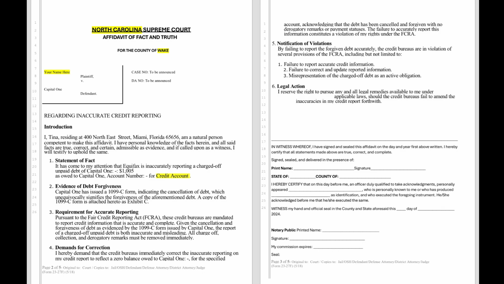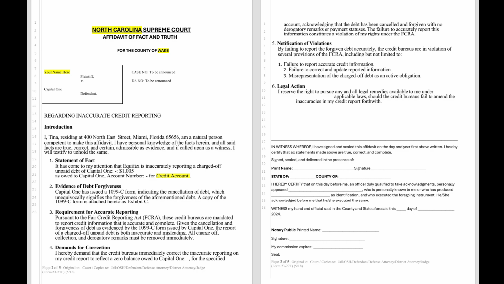So you have your state Supreme Court. So North Carolina Supreme Court affidavit of fact and truth for the county of Wake. And then of course your name would be here and the original creditor's name would be here. So I'm going to read you a little bit of what my fact and truth affidavit says.